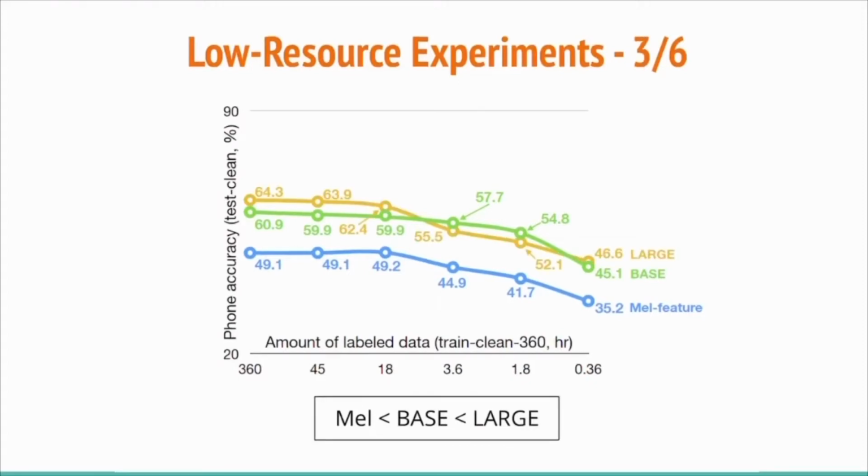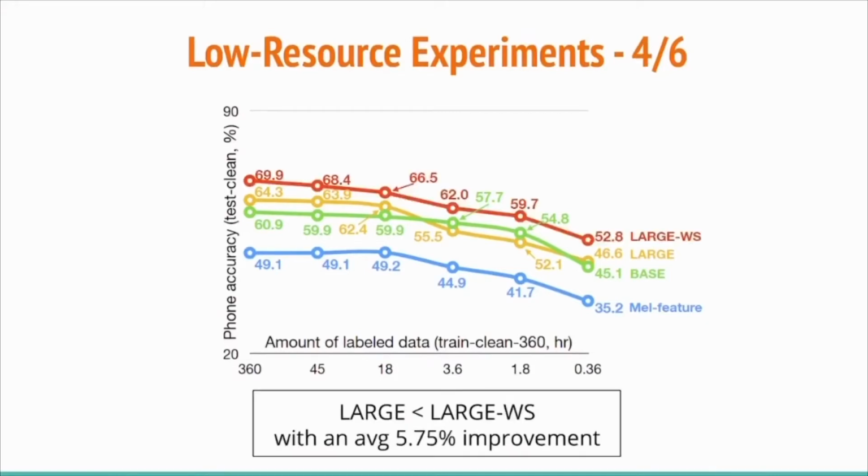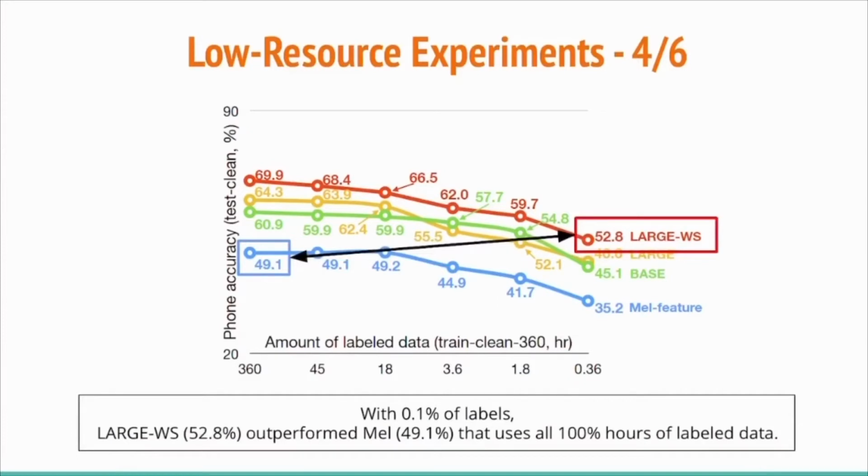Here we have the large model outperforming the base model in some cases, while the large model also outperforms mel features across various amounts of transcribed data. By using the weighted sum approach, the large WS model boosts performance over the large model, which results in an average 5.75% performance boost. We discovered another interesting fact. Large WS with 52.8% accuracy even outperformed mel features with 49.1% accuracy that uses all 100% of labeled data. We highlight these 2 data points in red and blue boxes, respectively.